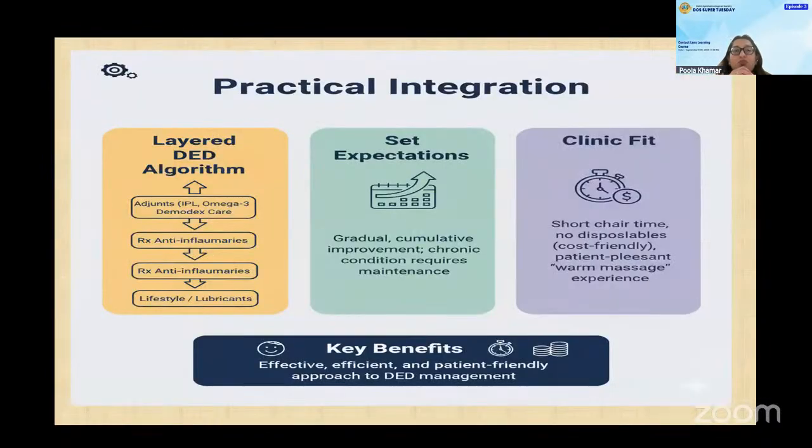So when it comes to dry eye disease, you have to always think of practical integration, a layered dry eye disease algorithm. Start slow, but then go advanced if it's not getting treated. Set the expectations right, that it's going to be a gradual cumulative improvement. A chronic condition requires maintenance. It's just like diabetes: how you take medications for diabetes every day, there is a possibility that for dry eye also you may need it every day. Also, the patients need good chair time to explain what it is. If they understand all this, it's effective, efficient, and patient friendly.